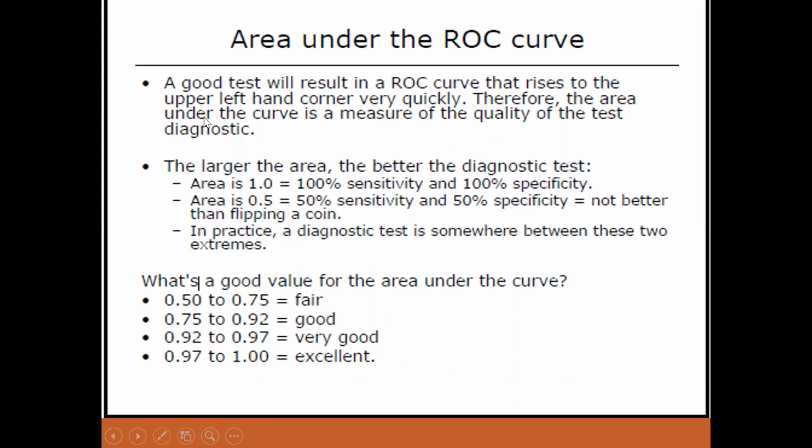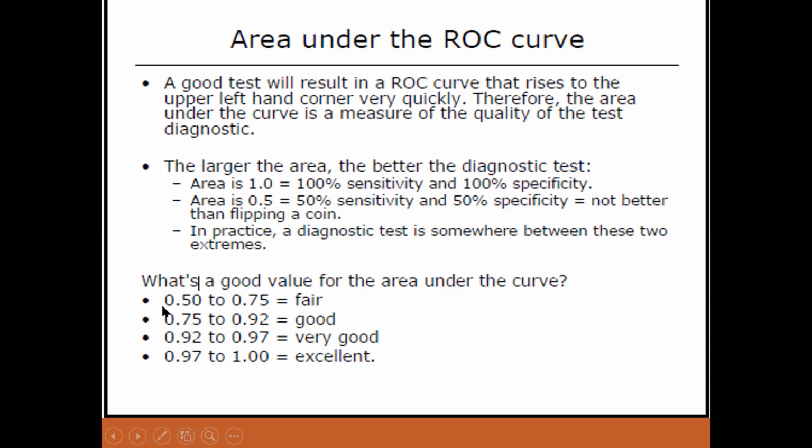So as I told you, a good test will result in an ROC curve that rises to the upper left hand corner very quickly. And therefore, the area under the curve is a measure of the quality of a diagnostic test. If you get a good area under the curve, that means your diagnostic test is good or efficient. If the area under the curve is 1, or close to 100%, it is better. An area of 0.5 means it is not good.